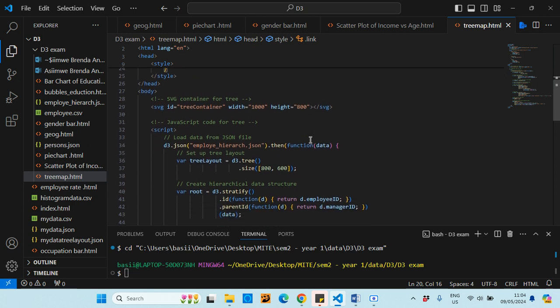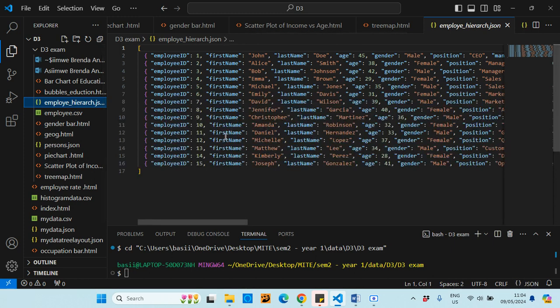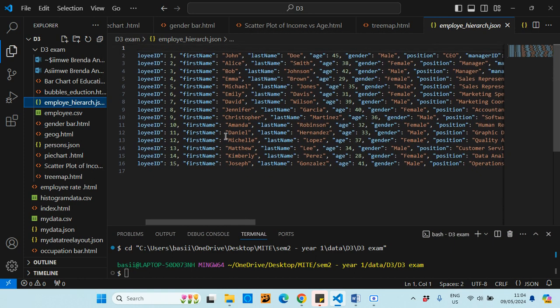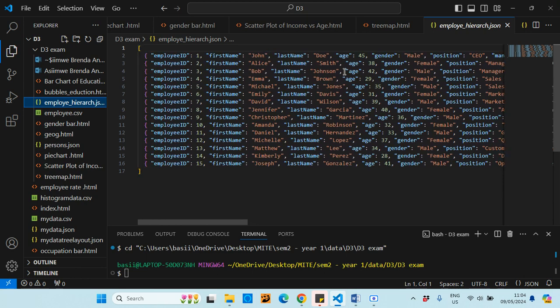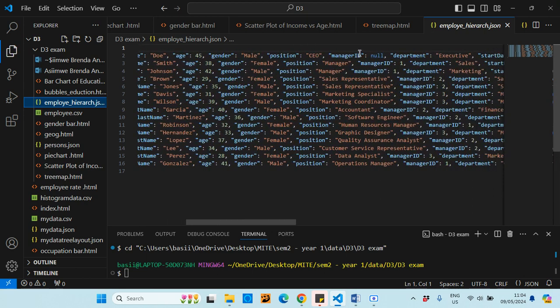So basically, I just load the data, which is called the employee hierarchy. Let me just open it a bit. This is the data. You can see each employee has an employee ID, first name, and age, but they also have the manager here. So this shows who is managing them.